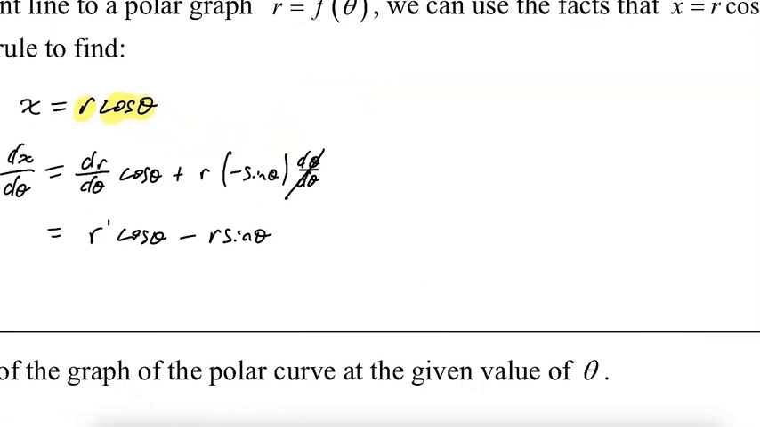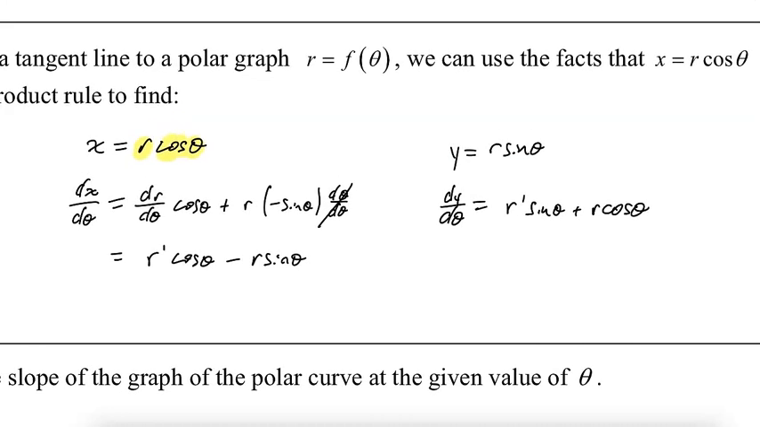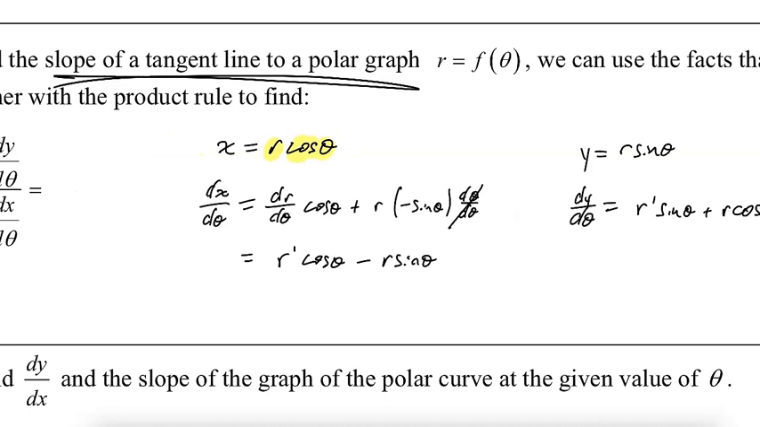If I wanted to do y = r sine theta, and say I want to find the change of y with respect to the angle, this would be r prime sine plus r cosine of theta. Now, what if I wanted to find the slope of the tangent line?